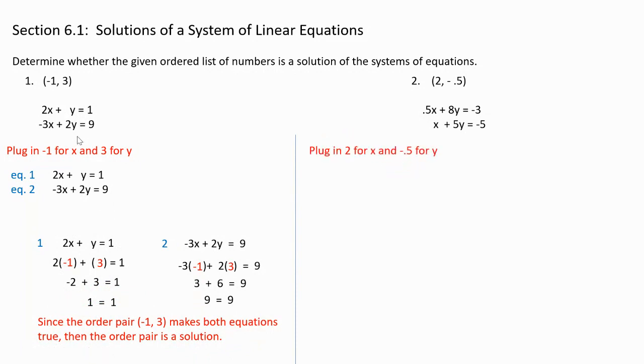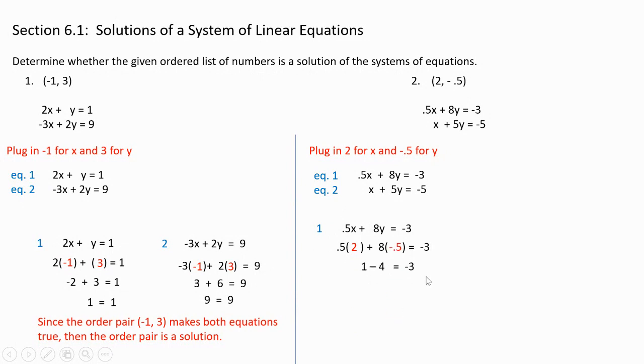For problem 2 here, again, we're going to plug in 2 for x and -0.5 for y. So in equation 1, I'm going to plug in 2 for x and -0.5 for y. This gives us 1 minus 4 equals -3. So this is also true, correct? So then I have to continue to plug the point into equation 2.